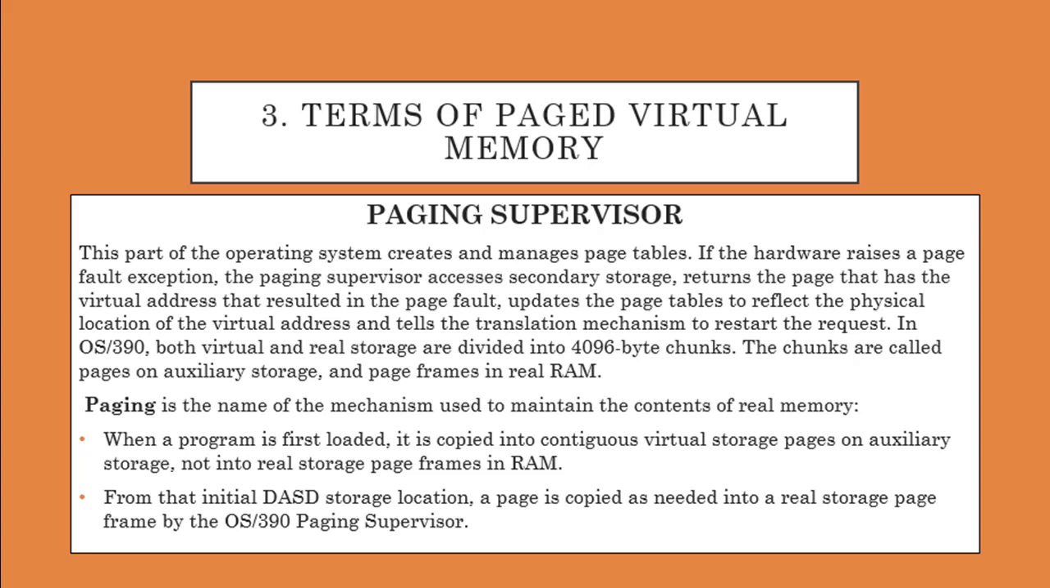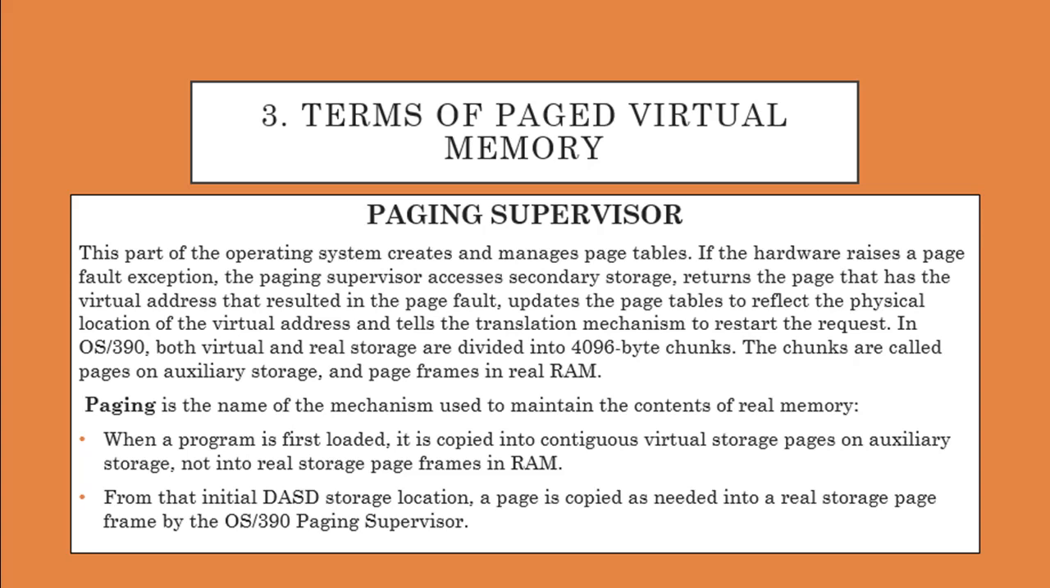In OS/390, both virtual and real storage are divided into 4096-byte chunks. The chunks are called pages on auxiliary storage and page frames in real RAM. Paging is the name of the mechanism used to maintain the contents of real memory.